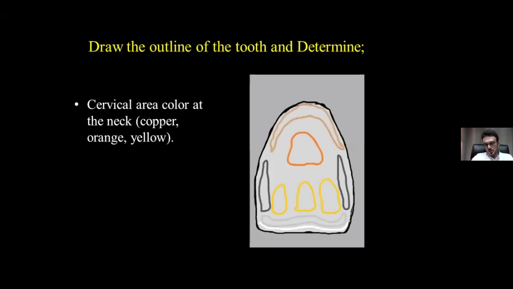So this is what we have as a color map for the tooth. Okay, and it's just a draft, but afterwards we will talk more in depth about this step.